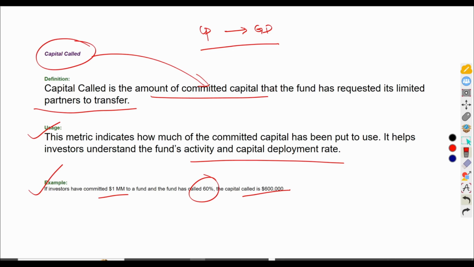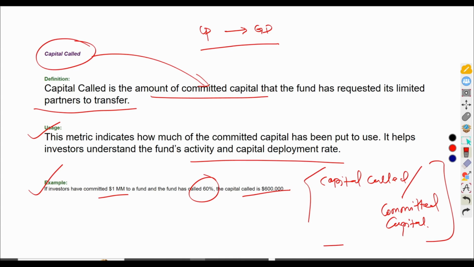Right? It's a comparison. How can you compare? Capital called divided by committed capital. So it will help you to calculate or understand the called capital percentage. In this case, 60% is the capital that the fund called from the limited partners for investment purposes. All right.